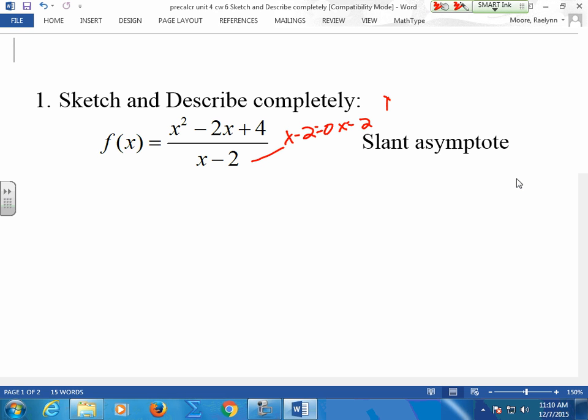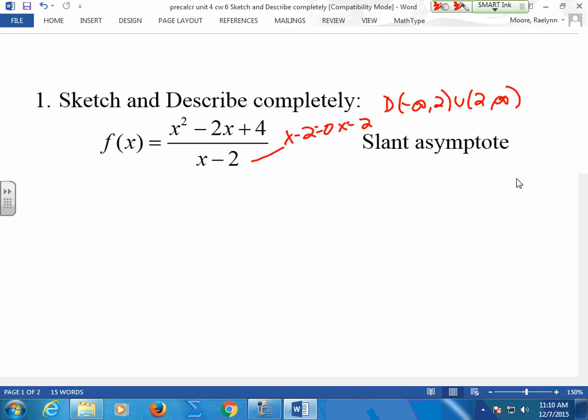So let's take the domain. Let's take 2 out of our allowable domain. We're just going to jump over the 2. We can't do our range yet because we need to know if we have a maximum, a horizontal asymptote, whatever we're missing here. So now, we're going to find our asymptotes.